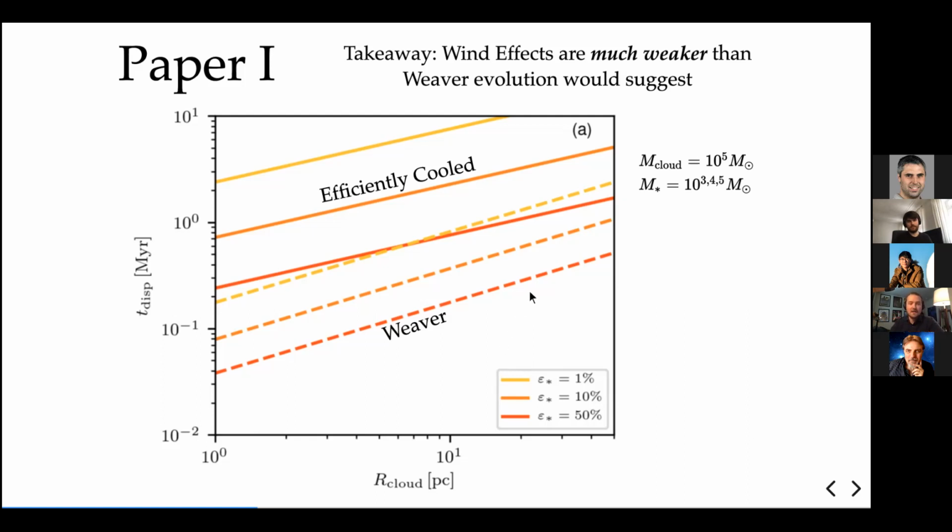But the cloud dispersal timescale is generally, I would say, a few million years. So this is much closer to that, and you would generally expect these timescales to get longer when you consider extended star formation.